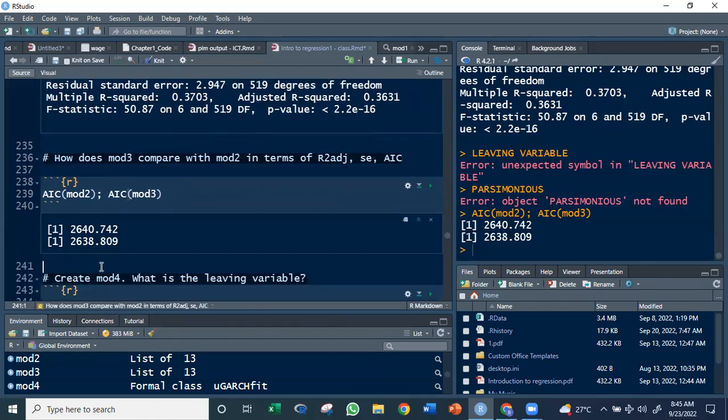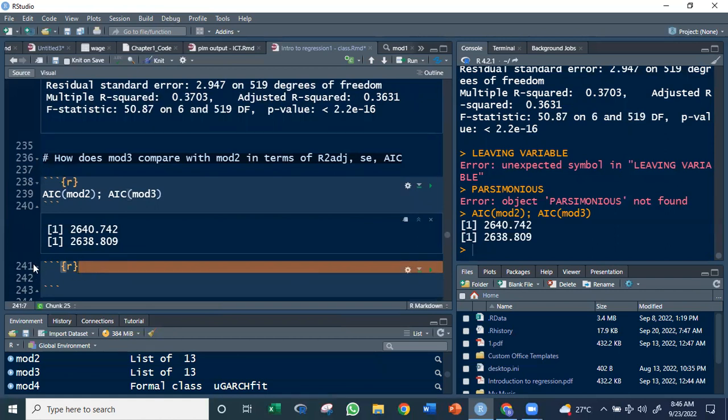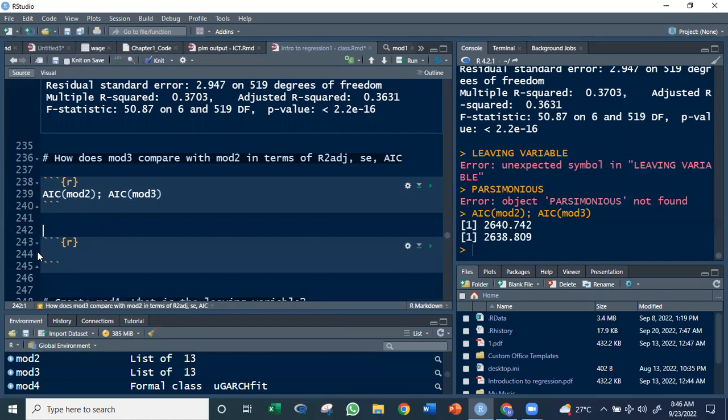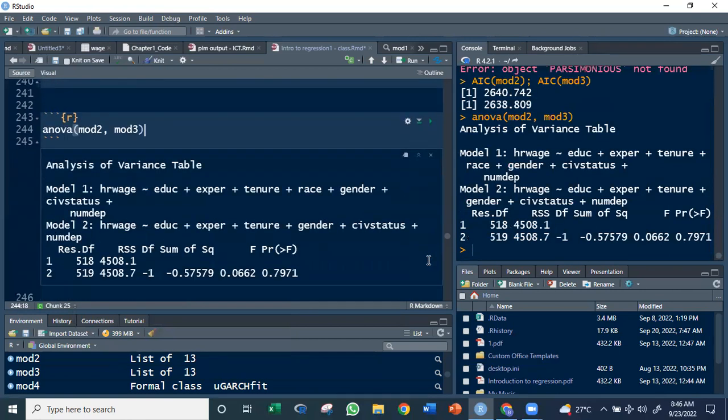Okay. So, statistical test naman, class, yung ANOVA natin. Let's see. Okay. Need to put some spacing. Yeah. So let's do the ANOVA. ANOVA, and then Model 2, and then Model 3. All right. So run natin to. Okay, let's see.